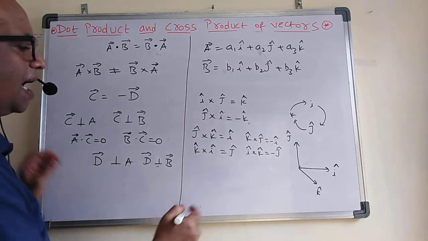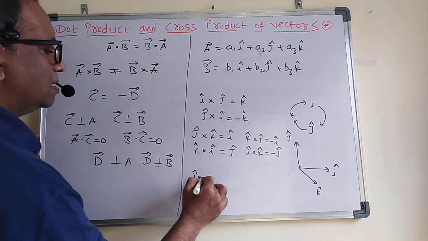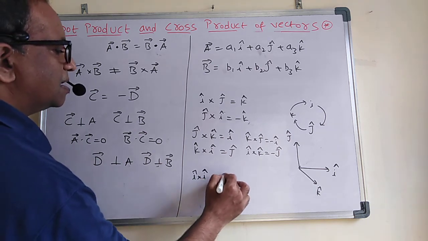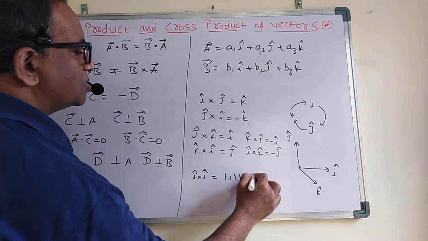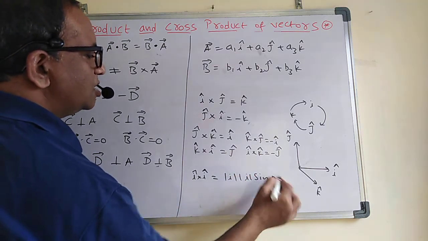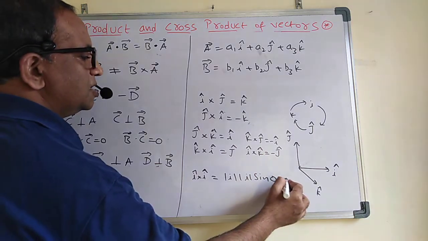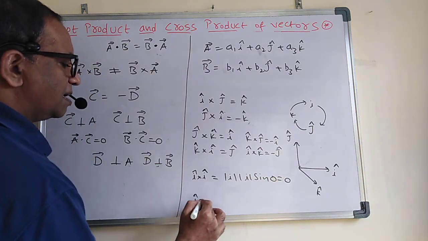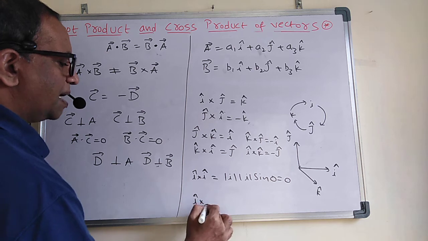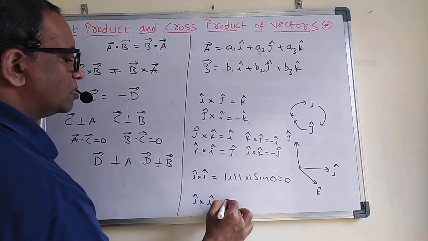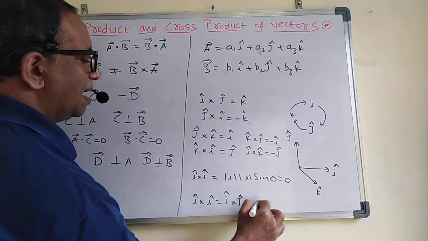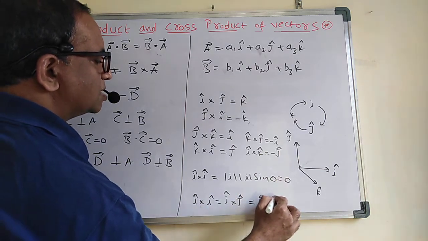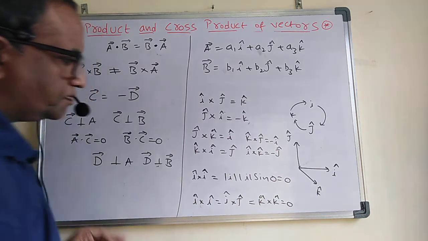Then what about i cross i? Suppose I do i cross i: the modulus of i into i into sine of the angle, and the angle is 0. What is sine 0 here? It is 0. If we take similar vectors in the same direction, i cross i is equal to j cross j is equal to k cross k, which is 0.